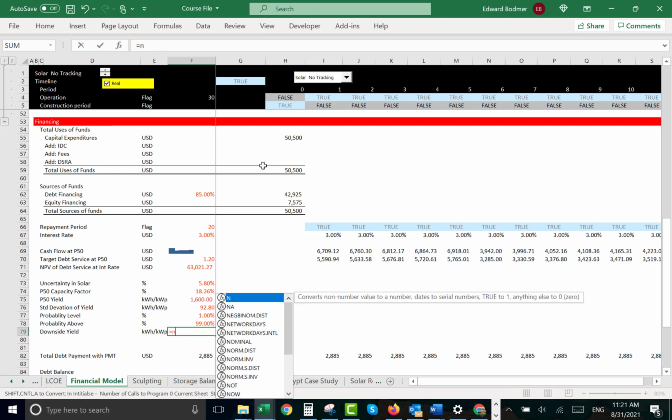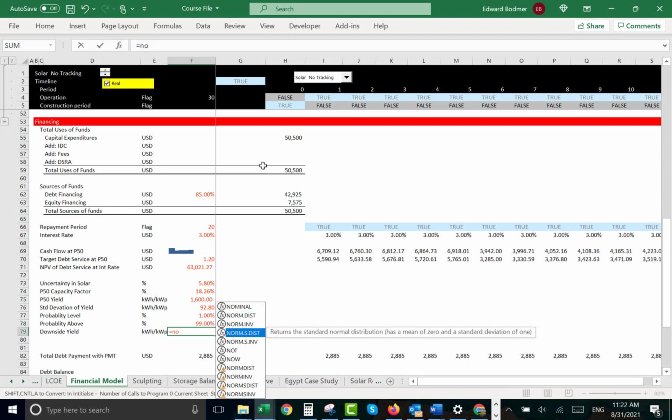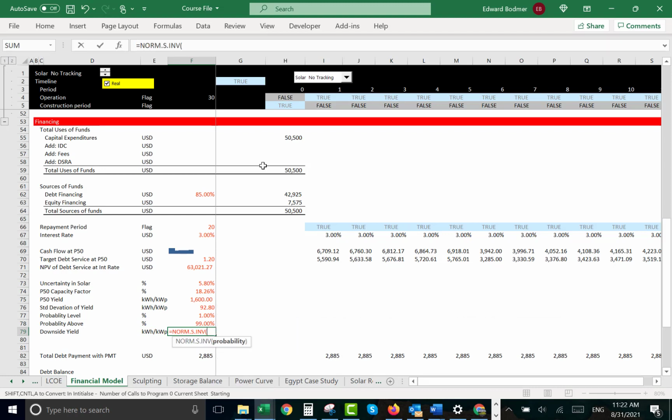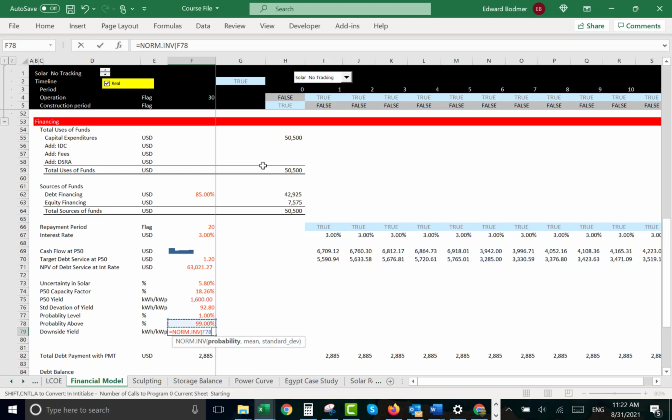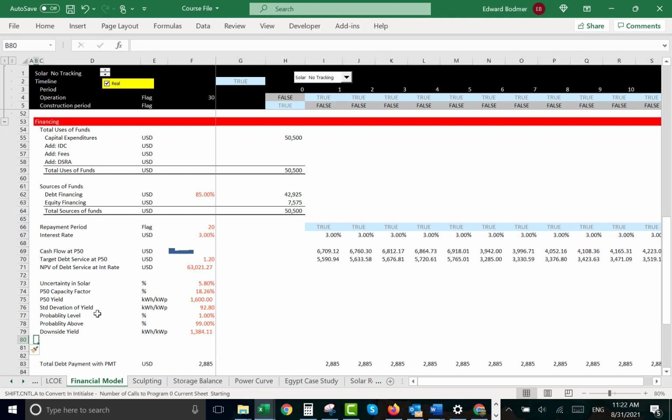And we'll put norm inverse. That's what I was showing you. And then what we need to do, no, not norm S inverse, norm inverse. Just the regular old one. And then we put our probability in, but you put the 1% probability, not the 99%. You put the mean, and then you put the standard deviation. And then it gives you the downside case.